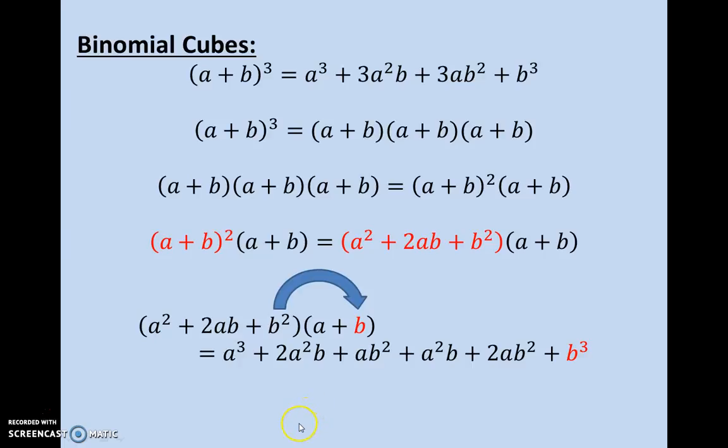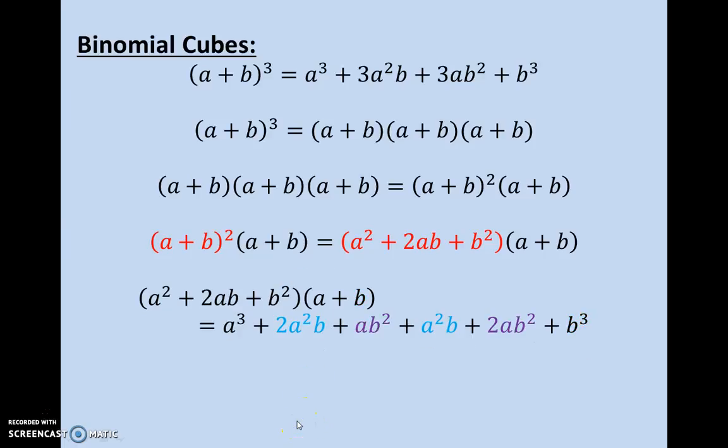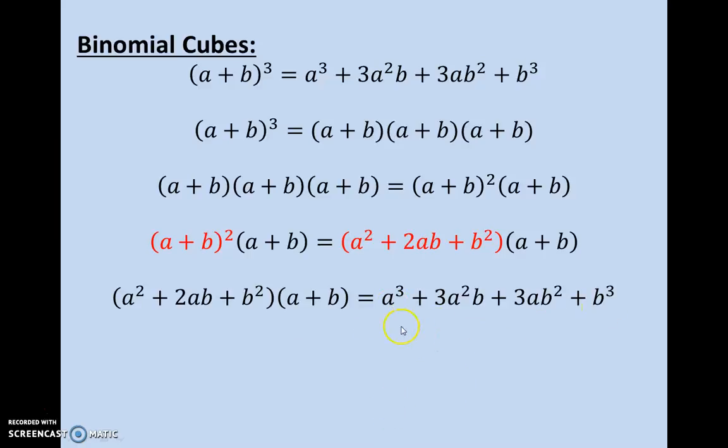I'm going to look for some like terms. Here they are. The 2a squared b can be added with the a squared b here, and the ab squared can be added with this 2ab squared. So when I combine my like terms, I get my final product pattern, which is a cubed plus 3 times a squared b plus 3 times ab squared plus b cubed.